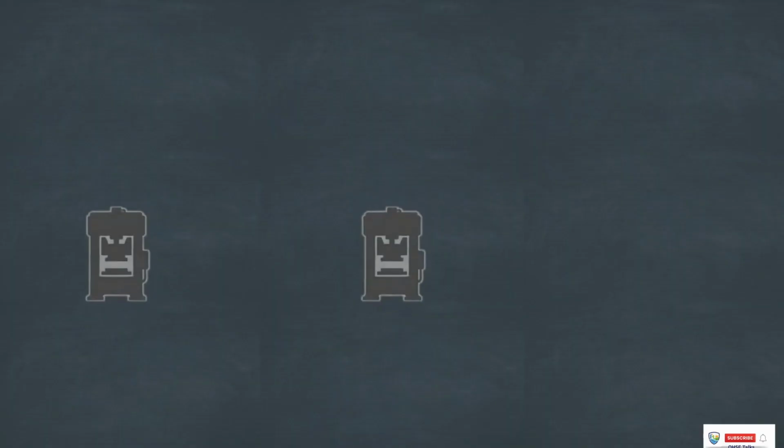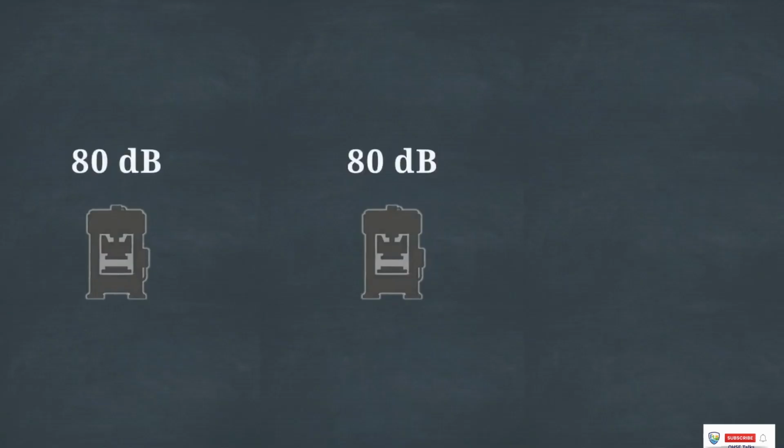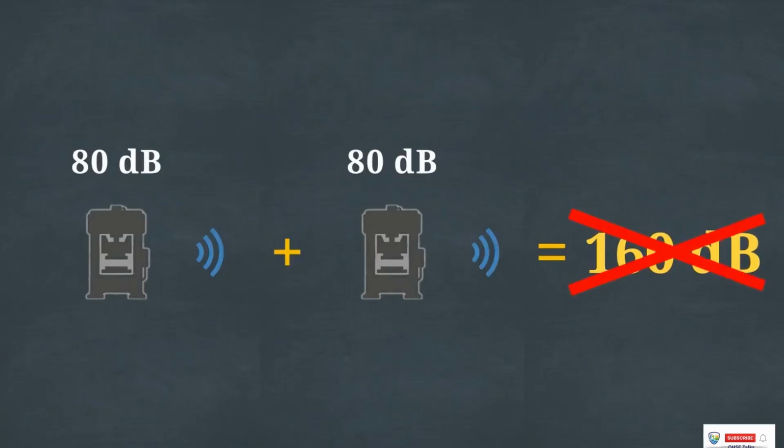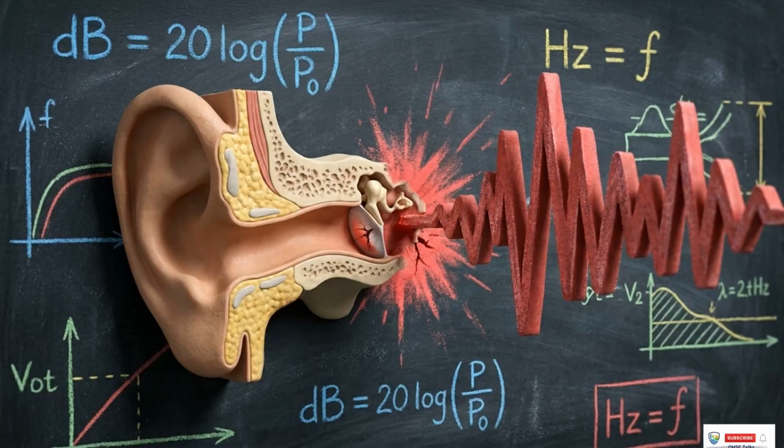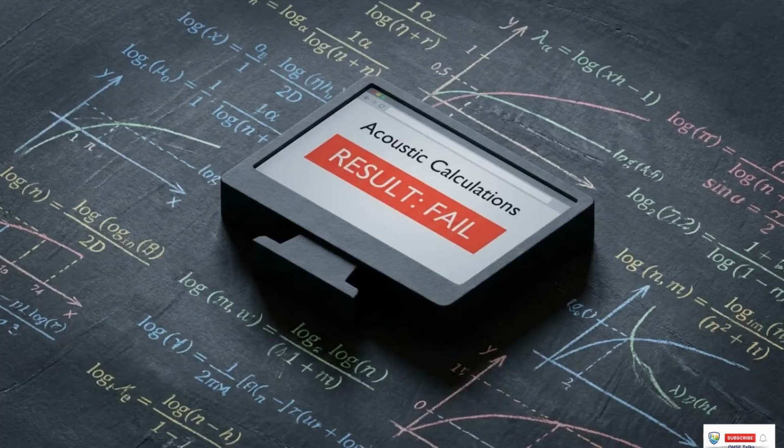Consider two identical machines placed side by side, each generating 80 decibels. Intuition suggests they combine to 160 decibels, but that result is a physical impossibility. At 160 decibels, the atmospheric pressure waves would be strong enough to rupture tissue instantly. For an exam candidate, a linear addition error leads to an automatic failure.